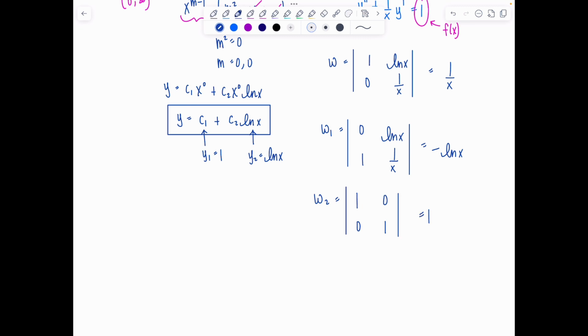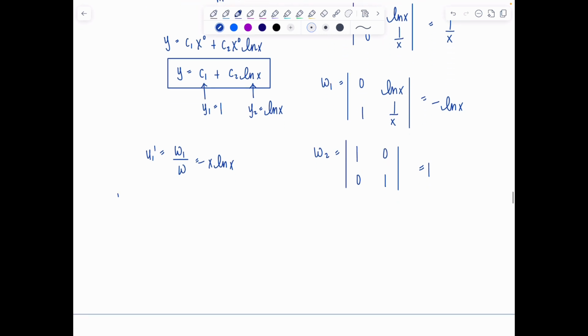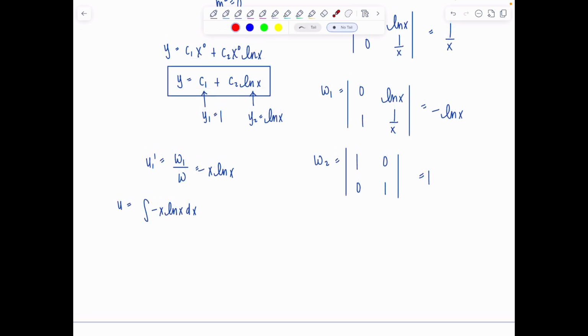Okay, so now u1 prime is w1 divided by w. So it's going to be negative x ln of x. So u1 is going to be the integral of negative x ln of x dx. Now to evaluate this integral, we need to use integration by parts. You can still use the tabular method, even though you don't have a polynomial times an exponential. Let me show you what you could do. I like tabular so much.